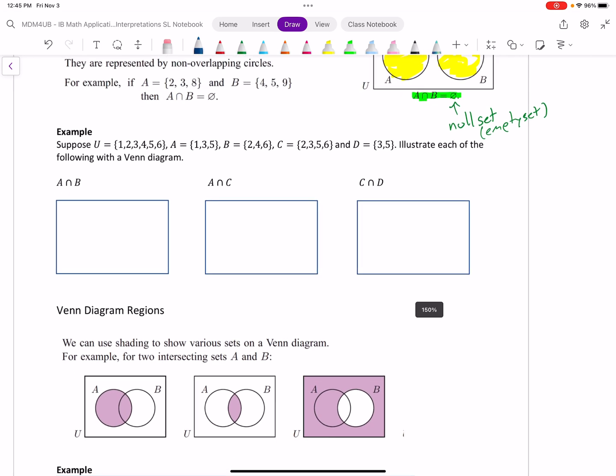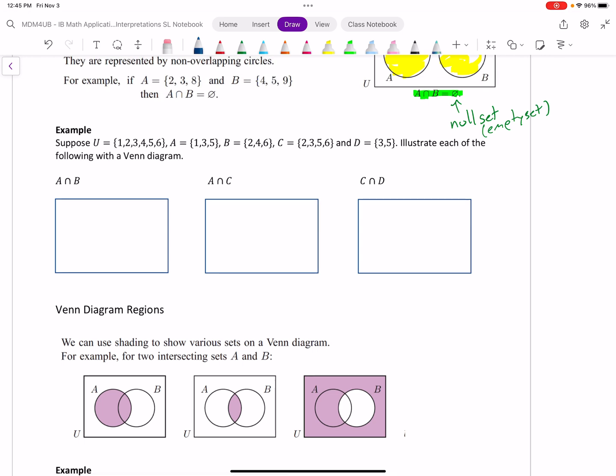So let's just do a little practice with this. So the example here, suppose we've got sets U, A, B, C and D. Illustrate each of the following with the Venn diagram. So it says A intersect B. So we go to A, look at A, and we look at B. Looks like A are the odd values of 1, 3, and 5, and B are even numbers. So in this case, they have nothing in common. So A intersect B would be the null set. So it looks like that. Not shading in anything because there really isn't anything to shade in.